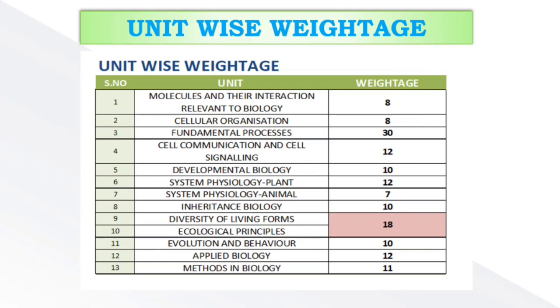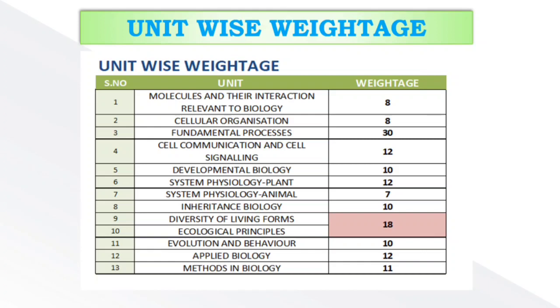Coming to Unit 3, fundamental processes, you will be asked around 30 questions. That's really huge. 30 questions from fundamental processes, and in this you will be asked about DNA replication, transcription, translation, post-translational events, DNA damage and repair, and telomere replication, types of RNA, and gene silencing, gene regulation. So mostly these are the most important topics from fundamental processes.